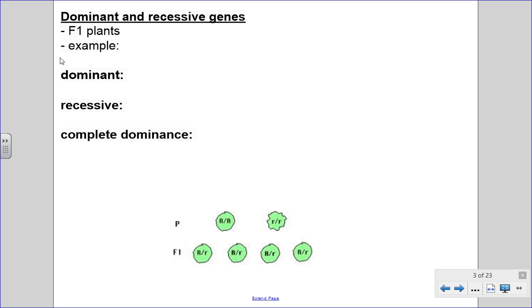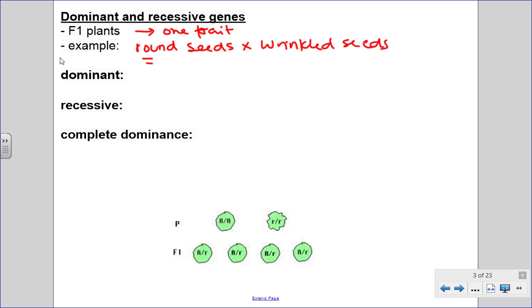So we were talking about Mendel, and basically what we had said is that the F1 plants only showed one trait of the two that were crossed. An example of this would be if we had a plant with round seeds and we crossed it with a plant with wrinkled seeds. All of the F1 generation had round seeds, even though some of the parents had wrinkled seeds. So we get an operational definition of what dominant and recessive means.